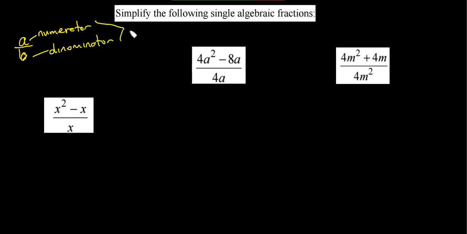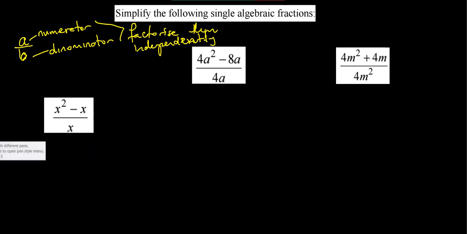Now, these two, you must factorize them independently. You need to factorize them independently. So then after that, you can cancel the common factors. So you can cancel whatever you have here.